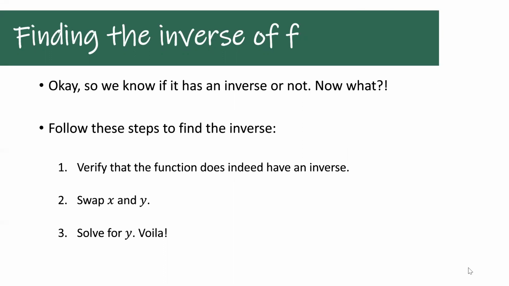Then you're just going to switch the places of x and y. If it's in form of f of x equals something, remember f of x and y are interchangeable. So flop your x and your y, and then you're going to solve for y. Voila, that's your inverse function.